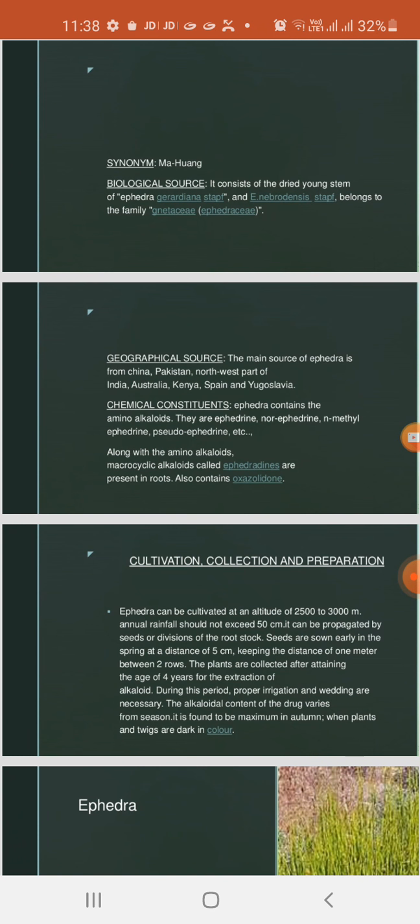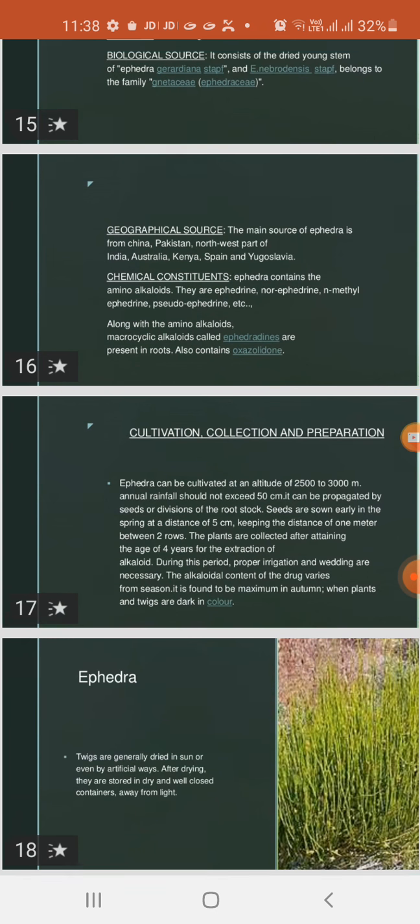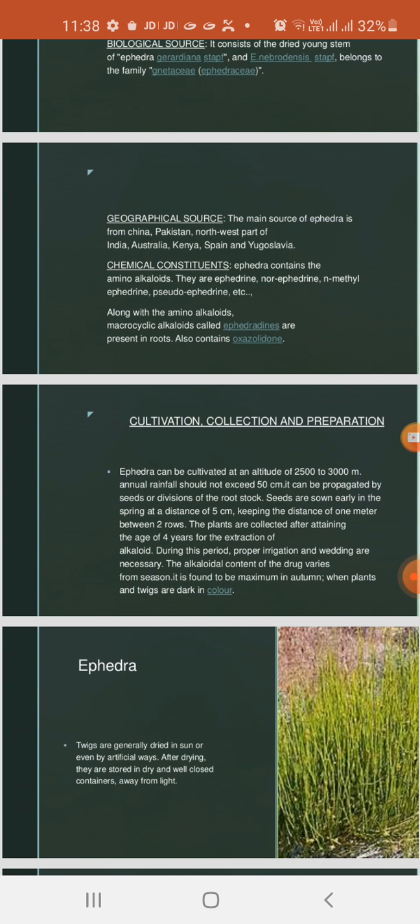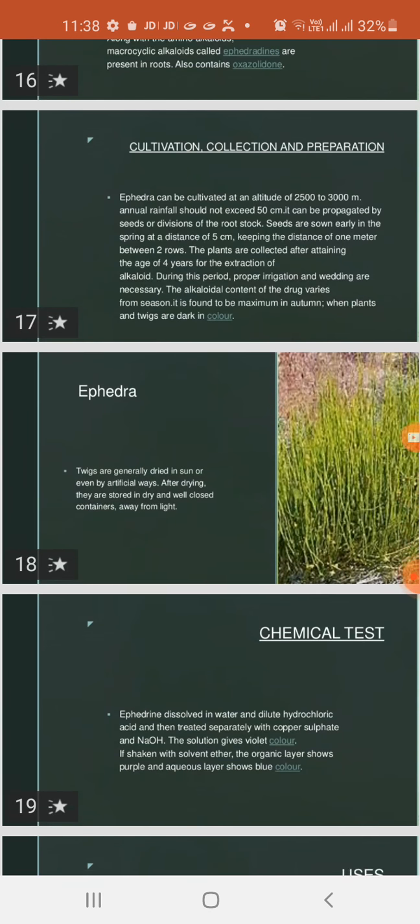Whereas the cultivation is, it is found at an altitude of 2500 to 3000 meters, and ephedra is dried in the sun, and even by artificial ways. After drying, they are stored in dry and well closed containers away from the light.